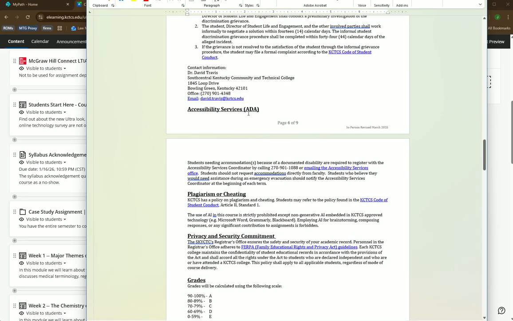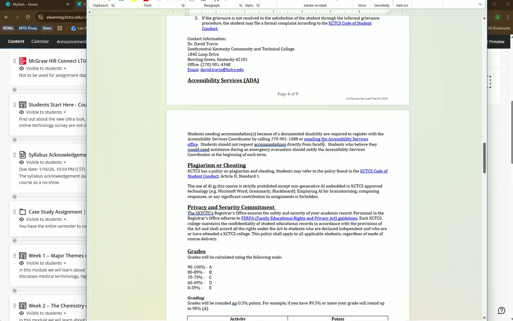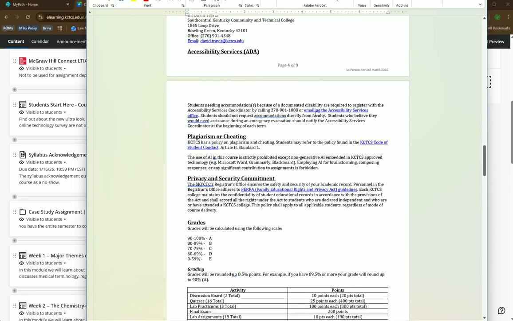If you do need accessibility services, please contact the Accessibility Services Office or give them a call at this phone number so that they can send me an email with whatever sort of accommodation that you need, whether it's more time on quizzes, tests, or anything like that. All of that has to be through the Accessibility Services Center.